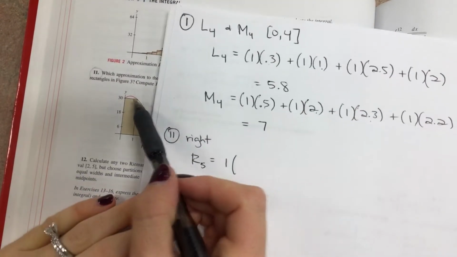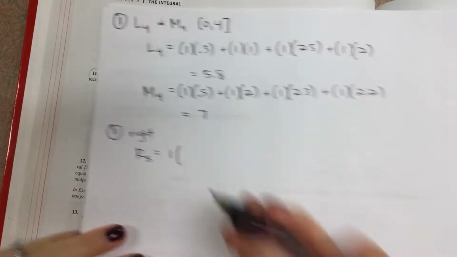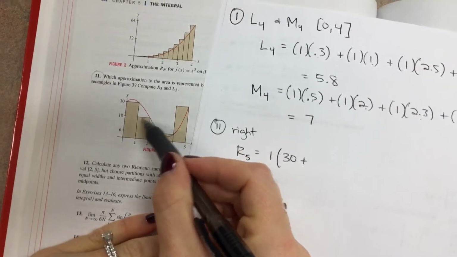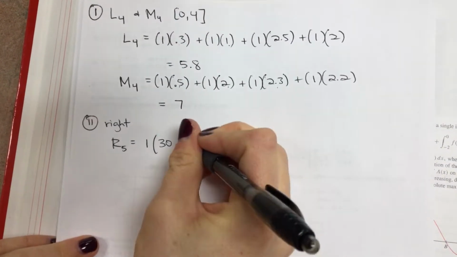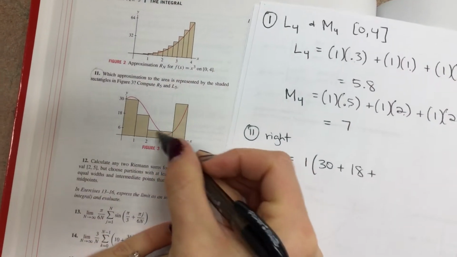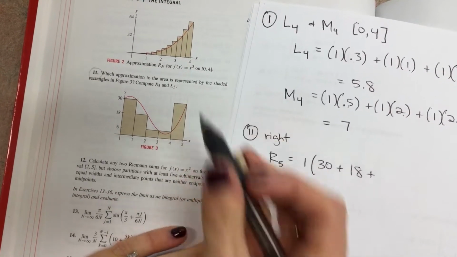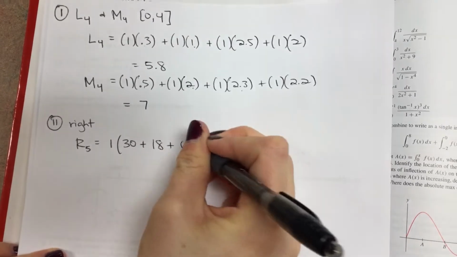Okay, so for the right Riemann sum, this height is about 30, plus the height for the second rectangle looks like it's right at 18. Plus this third rectangle right here is at 6, and the fourth rectangle is at 6, and then the fifth rectangle goes up to 30.